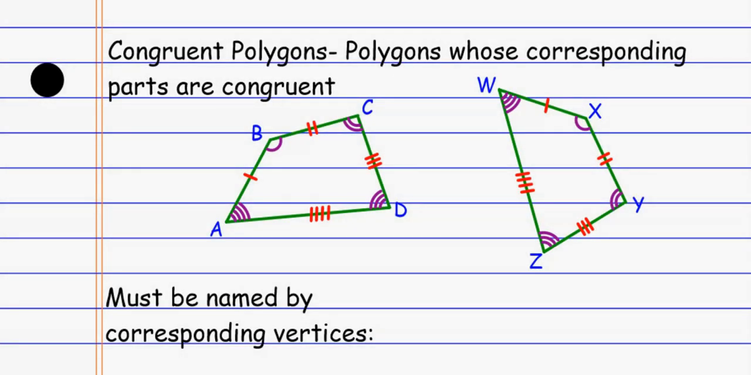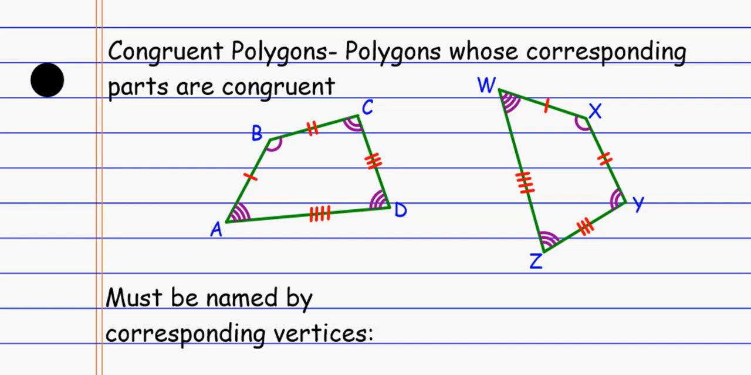Congruent polygons are polygons whose corresponding parts are all congruent. All right. When we talk about congruent shapes, they are just things that are exactly the same. Congruent segments have the same measurement. Congruent angles have the same measurement. But now congruent polygons are made up of segments and angles.